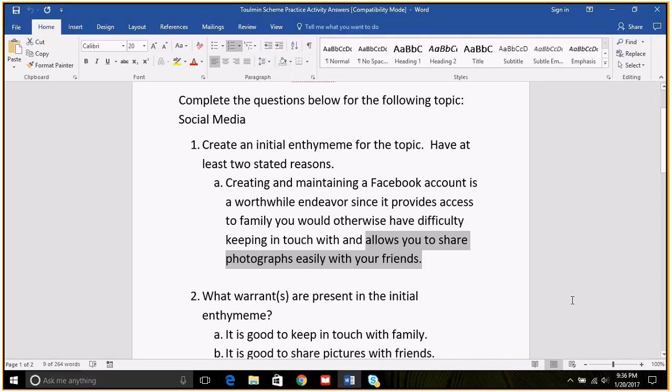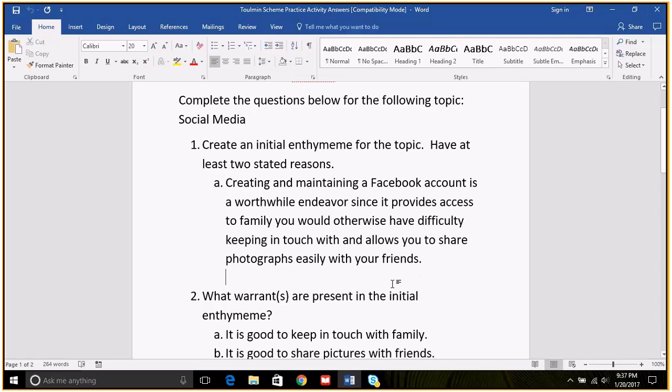So basically in my body paragraphs, I have two stated reasons I need to try to prove. First of all, I need to prove that Facebook actually does provide access to family that it would be difficult to have otherwise. And then I also need to prove that you can share photographs easily with your friends on Facebook. Okay, that's what I'm having to prove.